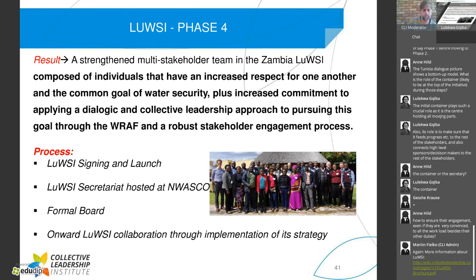As you remember, in phase two we were saying that that's when things were going live. So LuWSI as an initiative was now made official, with a representative from the presidency. There was an official launch, and the current board also moved to say that the secretariat will now move from GIZ to NWASCO, which is also a partner within the initiative, and it's a Zambian partner.